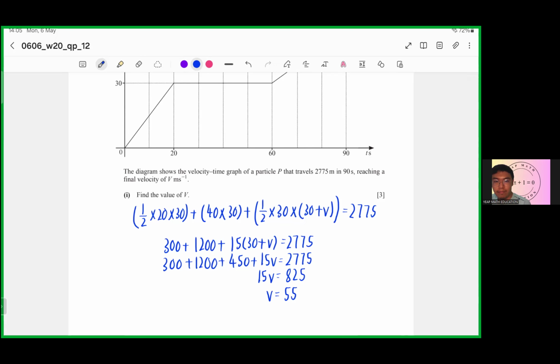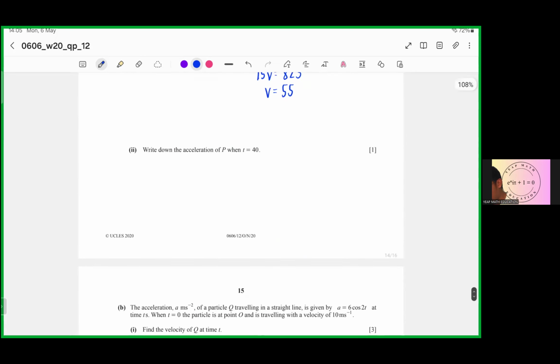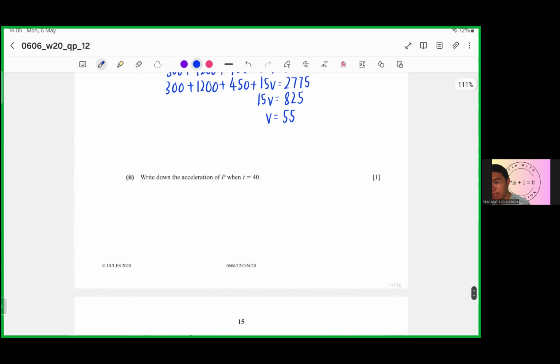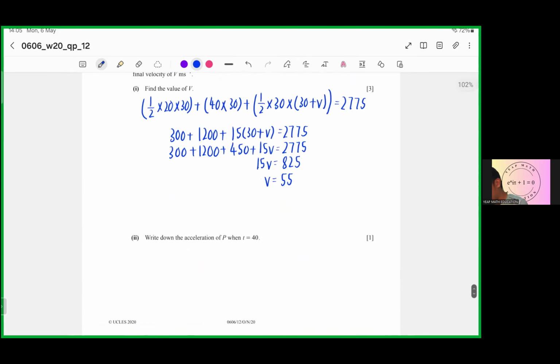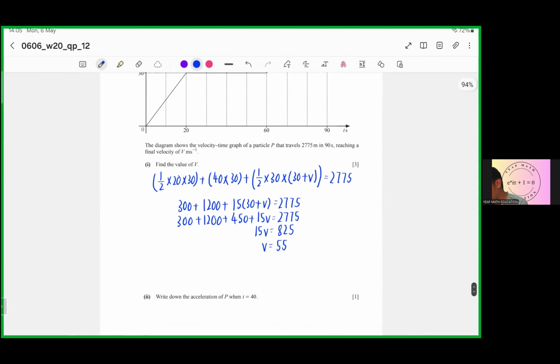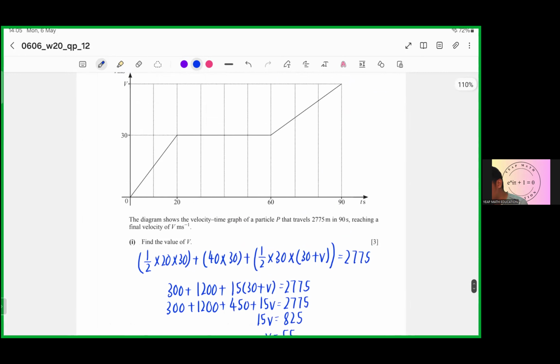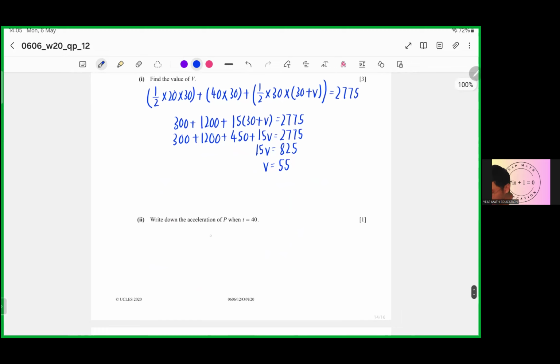Now we look at part 2. Write down the acceleration of P when t equals 40. Here is 20, and now here is 40, right? So the acceleration will equal 0 meters per second squared.